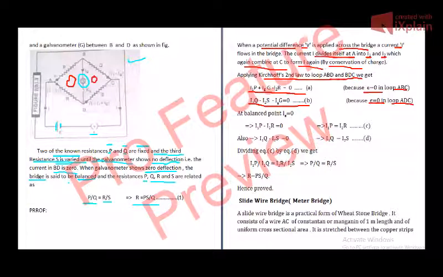It is BDC in blue, BDC. Here it is not ADC, it is BDC. Now at balance point, Ig is equal to 0, as I already told you. When the current through the galvanometer is 0, the bridge is said to be balanced. So at that time Ig will be equal to 0.